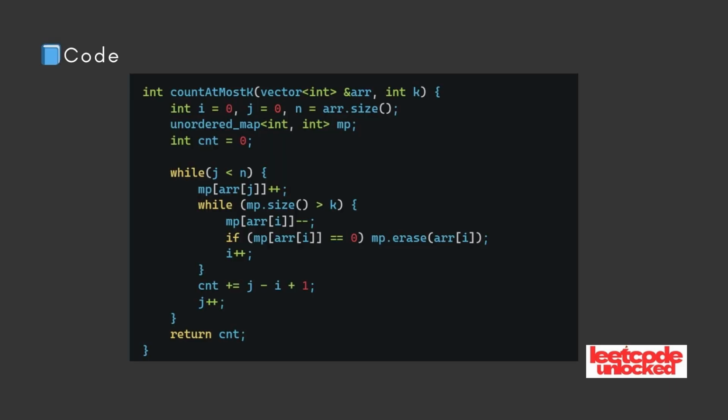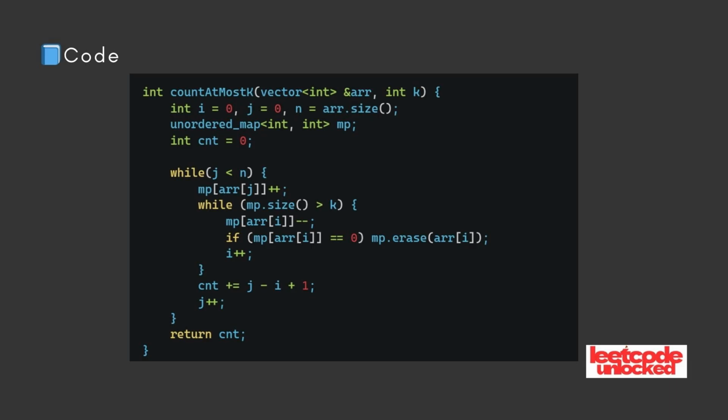Let's walk through the code that counts subarrays with at most k distinct integers. We use two pointers i and j to define the window boundaries and a HashMap to store the frequency of elements within the current window. As we move the right pointer j, we include the current element in the window by increasing its frequency in the map. If at any point the number of distinct elements exceeds k, we shrink the window from the left by moving pointer i forward, and also reduce the frequency of that element in the map. If the frequency drops to 0, we erase it from the map.